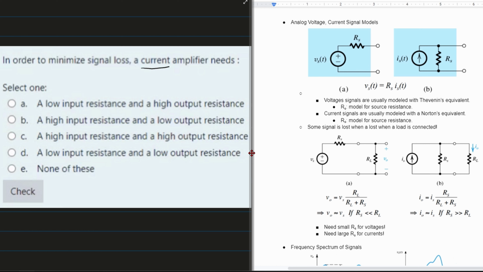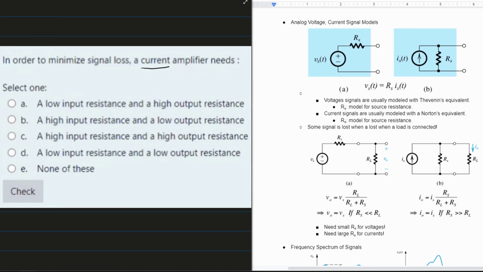So with our current, we're looking at the current first. If we want to minimize signal loss across here, that means we want the current to easily flow into this resistor right here, this output one. So if we want current to flow over here and not through here, we need to make this resistor large. So we're going to need a high input resistance and then a lower output resistance.